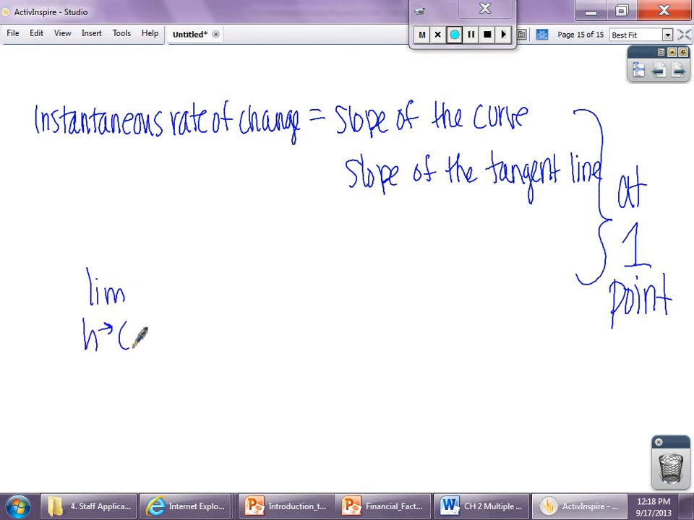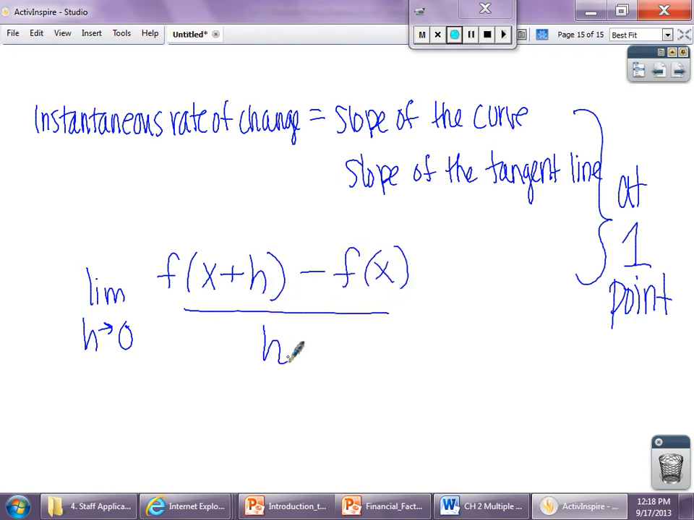Limit, as h goes to 0, of f of x plus h minus f of x, all over h. Or you can use a's, either way. Either one works. Okay? What does this end up giving you? It physically gives you slopes. So we'll use it in a second.